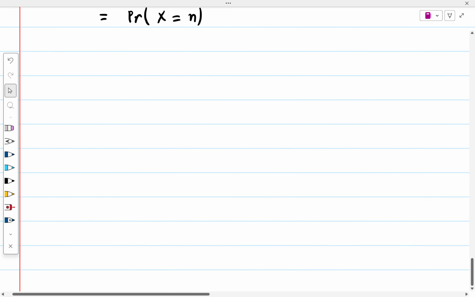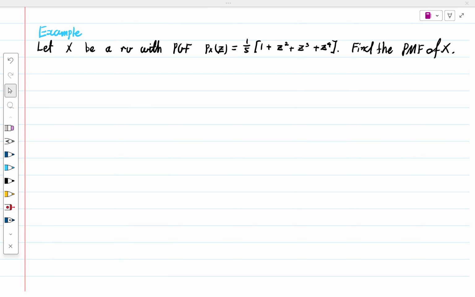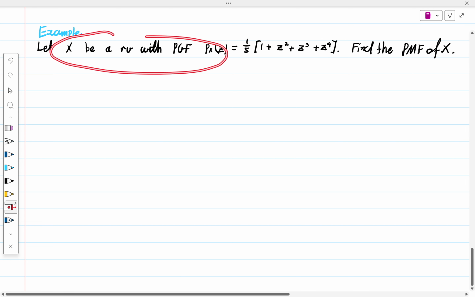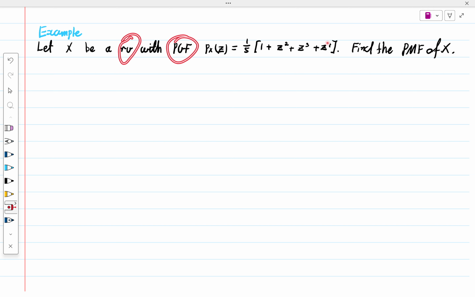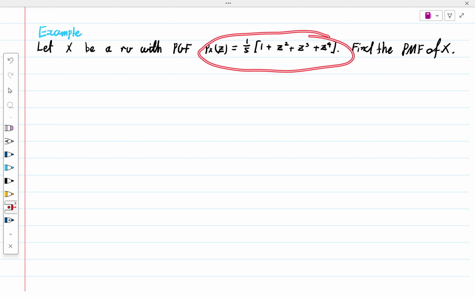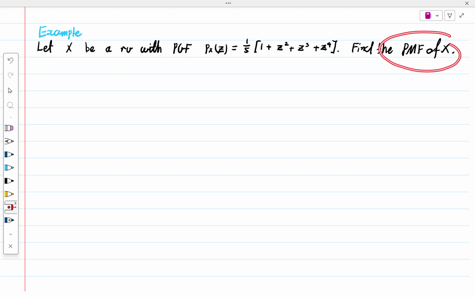Let's solidify this understanding with an example. Here is our example above. Let X be a random variable with a probability generating function given by the following. You might recognize that PGF from the previous video, but for now, let's say we're just given the PGF at face value. We're asked to find the probability mass function of X.